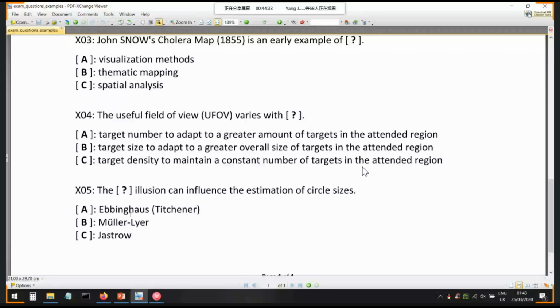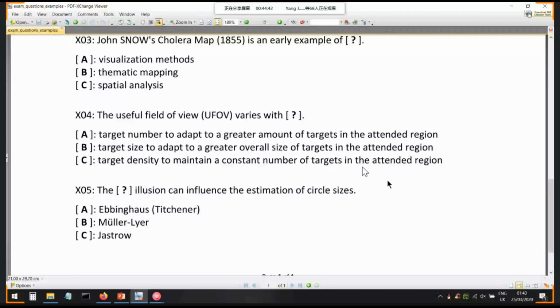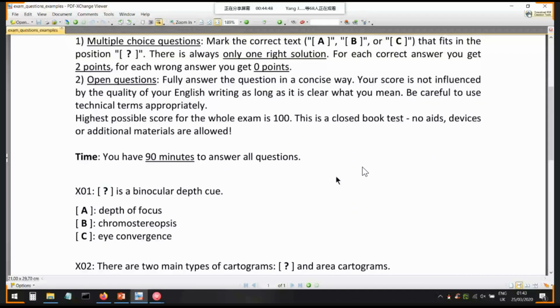So this is the principle of how these questions work. Do you have any question about this?